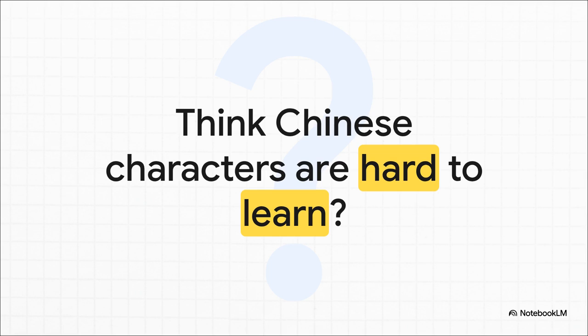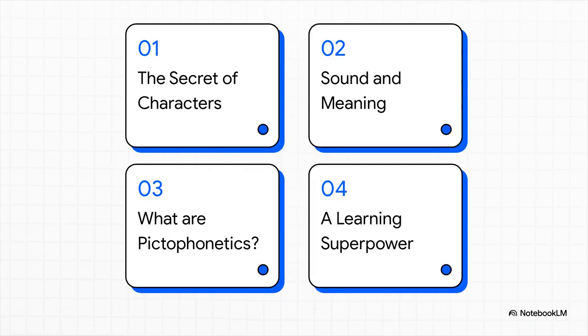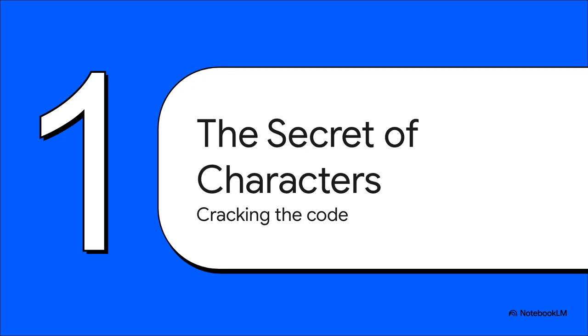But what if I told you there's a hack? A kind of secret system that, once you see it, makes the whole thing so much easier. So here's our game plan. First, we'll dive into the secret of the characters. Then we'll see how they're built to give away clues about both their sound and their meaning. After that, we're going to give this system its real name, and finally, I'll show you why this is basically a learning superpower. Okay, let's get into it.